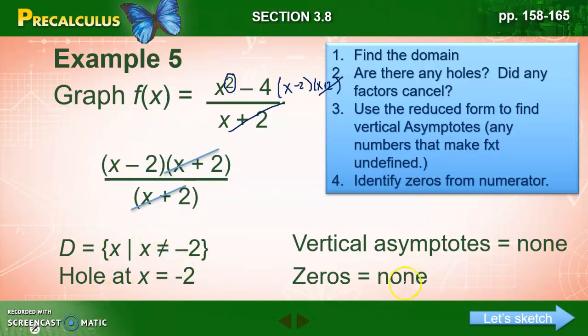Zeros, when we plug in the top and we solve for 0, we get x equals 2. I am not sure why this says none, other than maybe the zeros at the bottom, but we should have a 0. It should cross the x-axis at x equals 2.